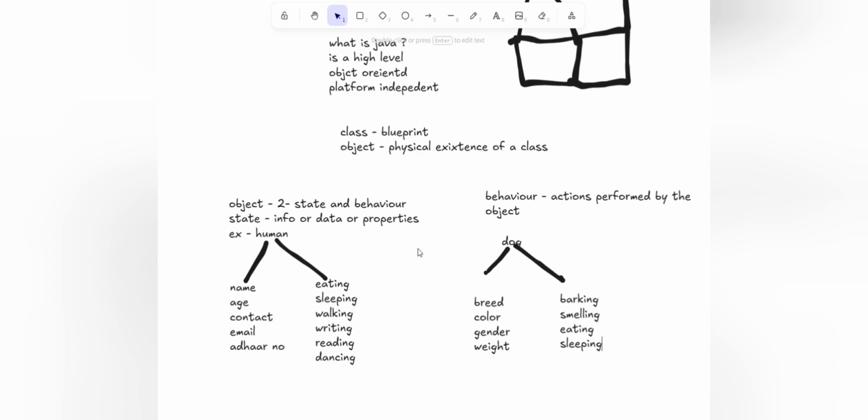Let me quickly revise. Java is a high level object oriented programming language, and Java is platform independent because of bytecode and JVM. JVM converts bytecode into machine code. A class is a blueprint used to create objects. An object is the physical existence or instance of a class. Every object has two components, state and behavior. State is properties like name, age, contact, email, and Aadhaar number. Behaviors are actions performed by the object, like a human eating, sleeping, walking, writing, reading, and dancing.